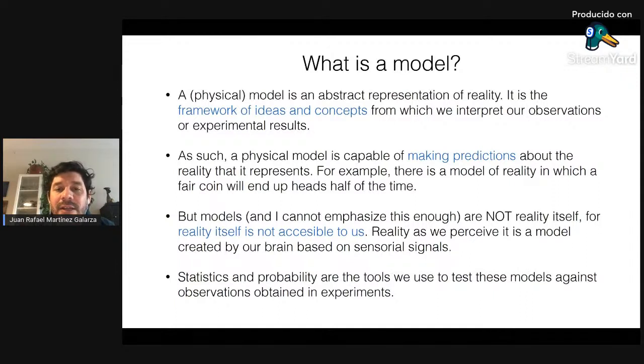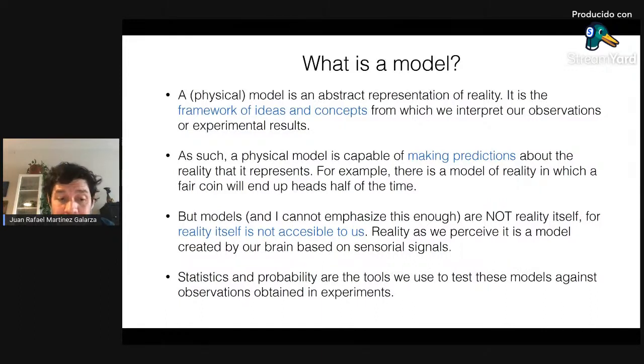Models are a set of ideas and concepts that we use to try to summarize the behavior of nature, but it's not nature itself. Reality itself is actually not even accessible to us, because our brain makes a complex model of our sensory experiences to create reality. But the model is as close as we can get to try to understand nature. And that's what we do as scientists. We create models and then we test those models against data.